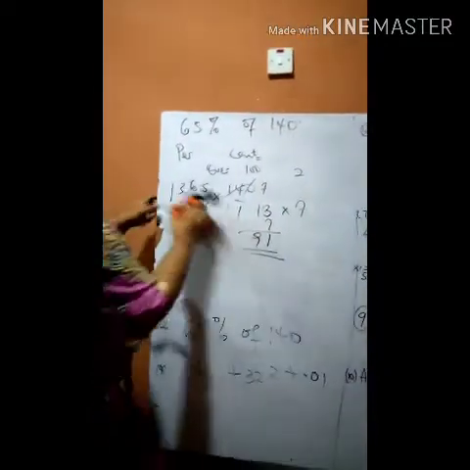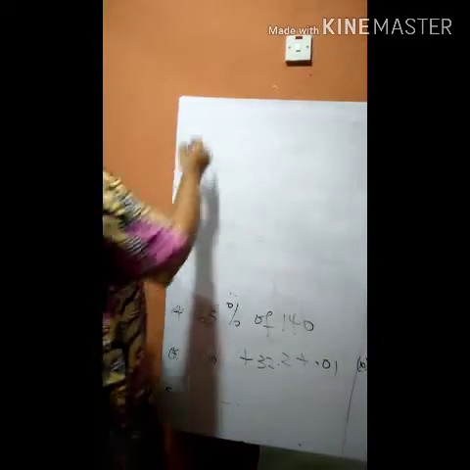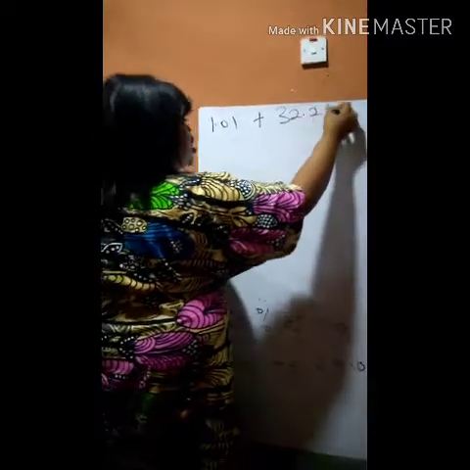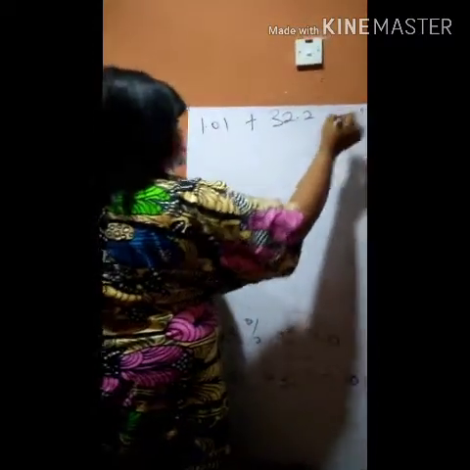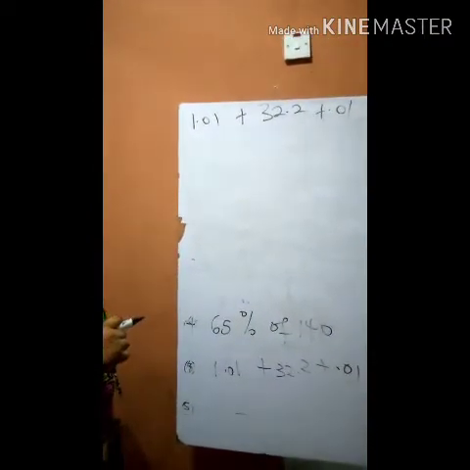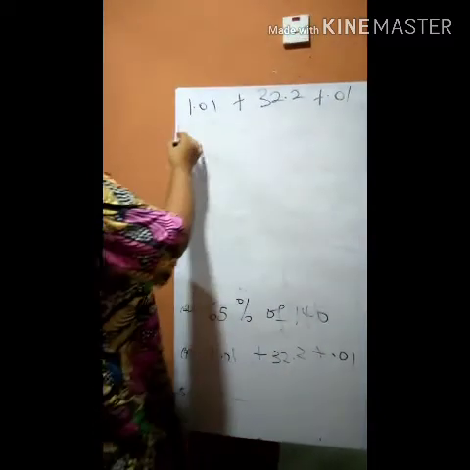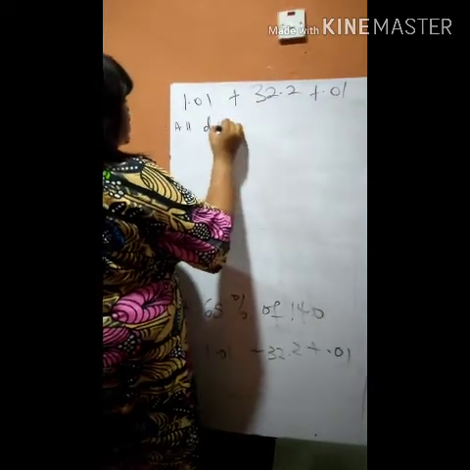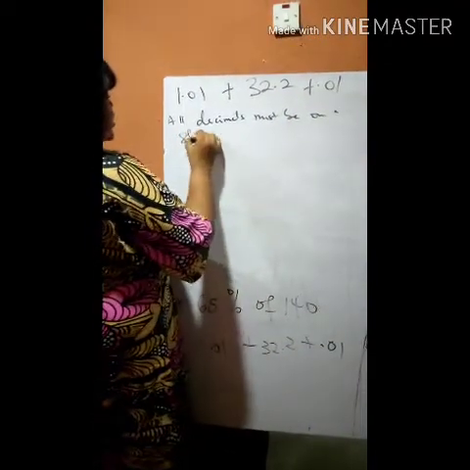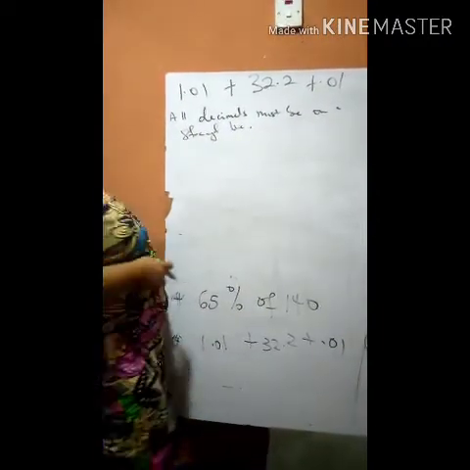The next question is a question on adding decimals. The question says 1.01 plus 32.2 plus 0.01. I told you I have a video on adding decimals. Please try and watch it. In adding decimals, the golden rule is that all decimals must be on a straight line. So I have to arrange and make sure my decimals are on a straight line.